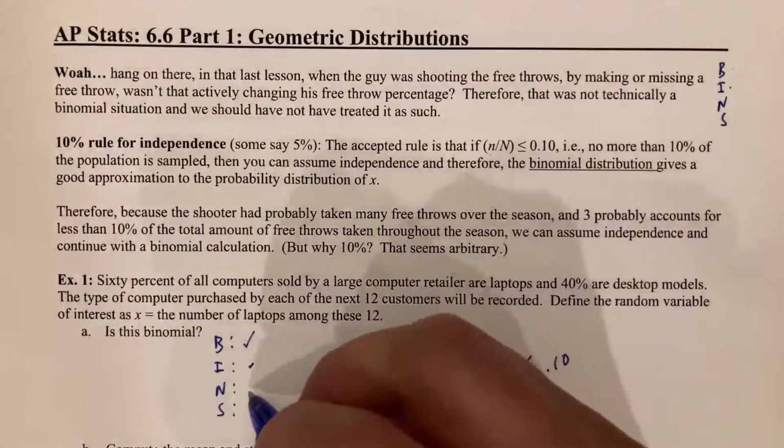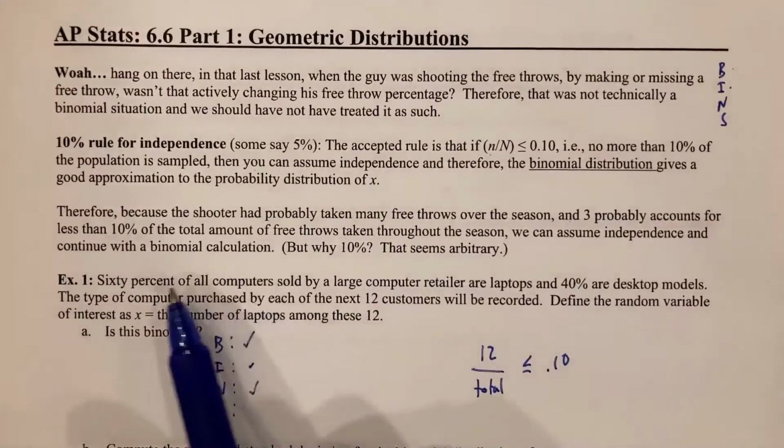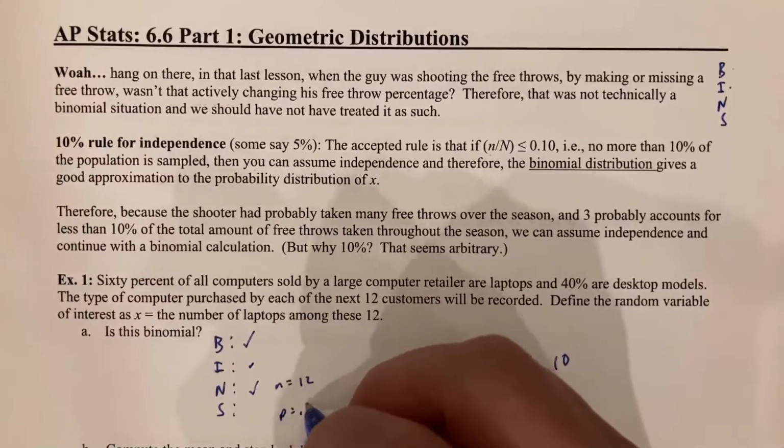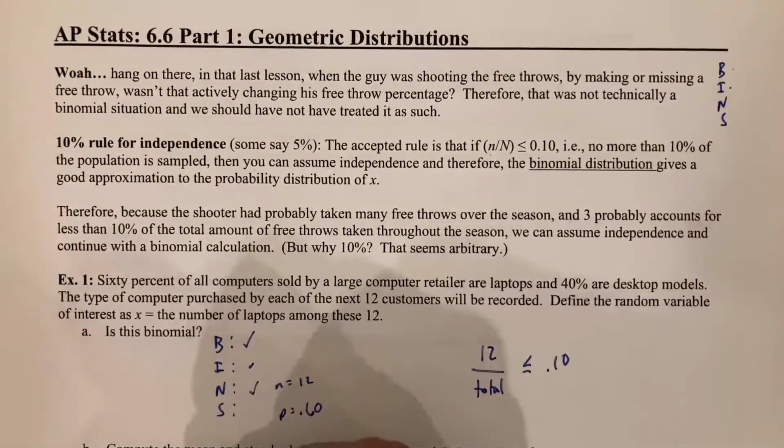n is 12 in this case. And then the probability of a laptop was 60%. So n is 12 and p is 0.60. Now compute the mean and standard deviation of the binomial distribution. We have a formula for that now.